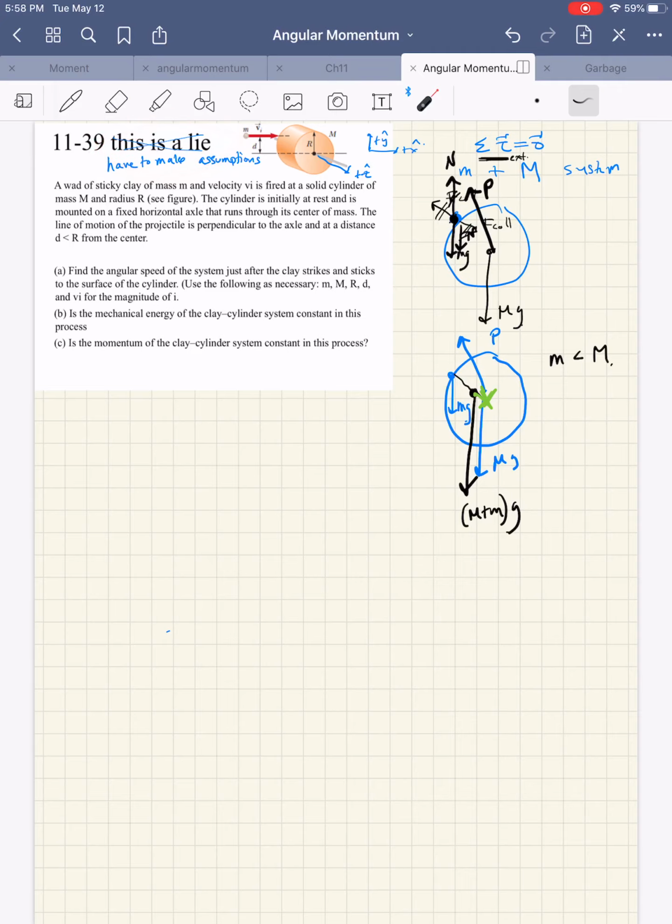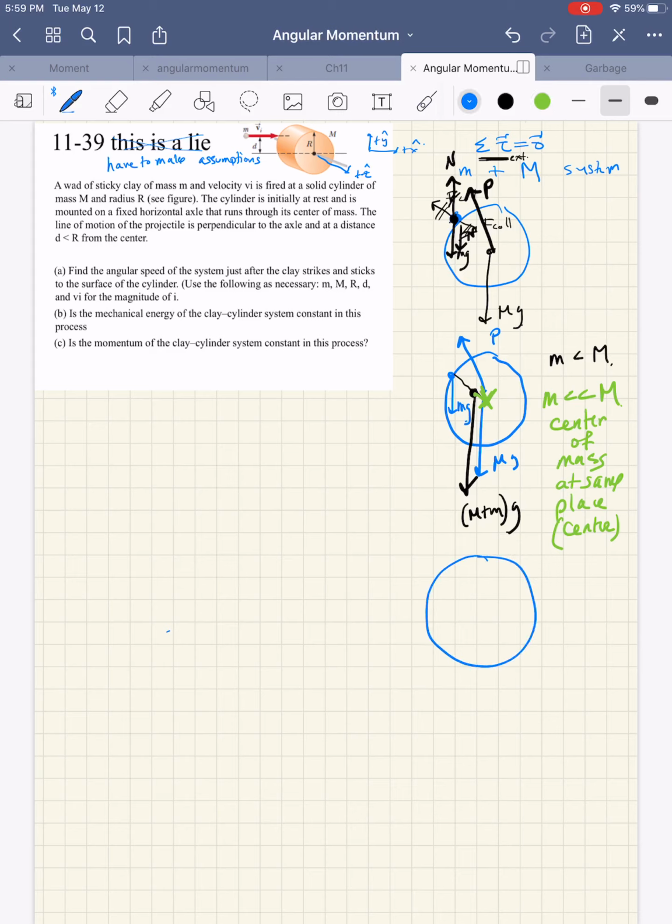You have to make a couple of assumptions to move forward with this problem. And one of the ones that you could say is that maybe little m is much, much less than big M. If that's the case, then the center of mass would still be approximately right here in the center. So that's one approximation that you can make. So center of mass is at the same place.